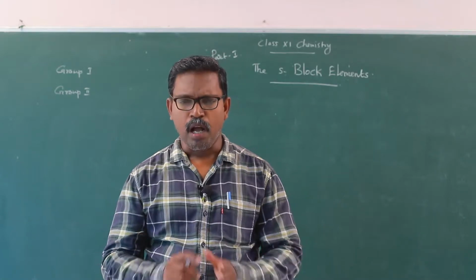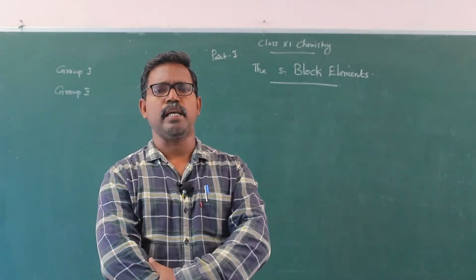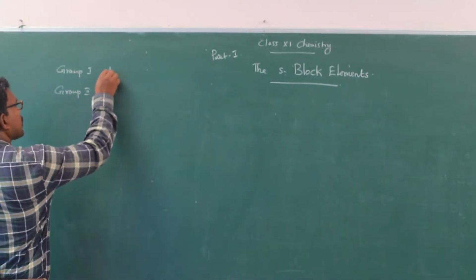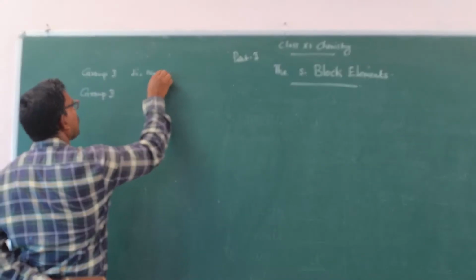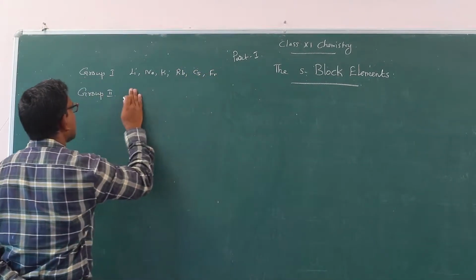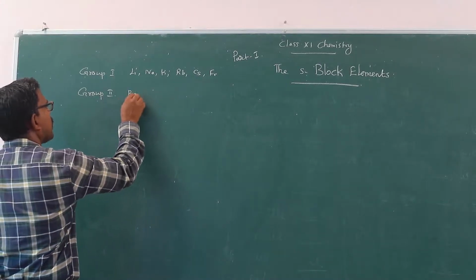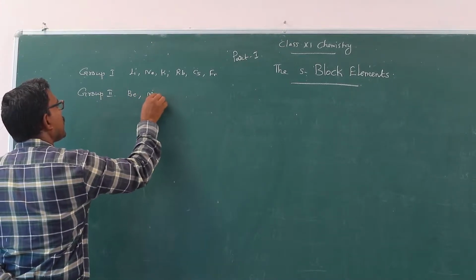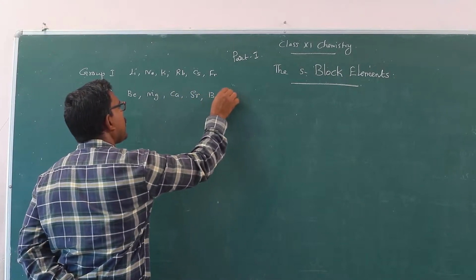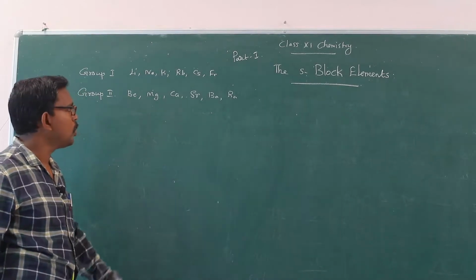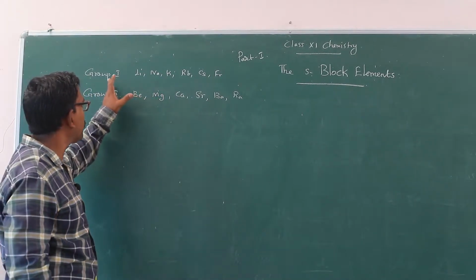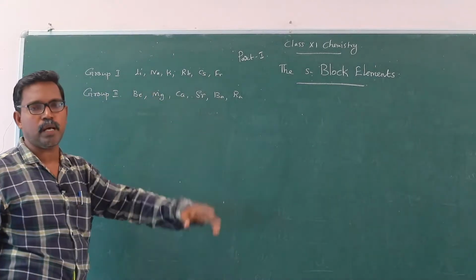First of all, what are the elements present in the S block elements? I already told you group 1 consists of lithium, sodium, potassium, rubidium, cesium and francium. Group 2 consists of beryllium, magnesium, calcium, strontium, barium and radium. So these are the elements present in the S block, that is group 1 elements and group 2 elements.